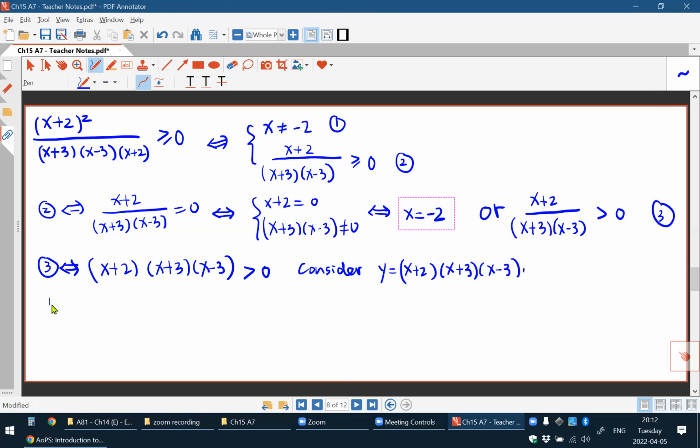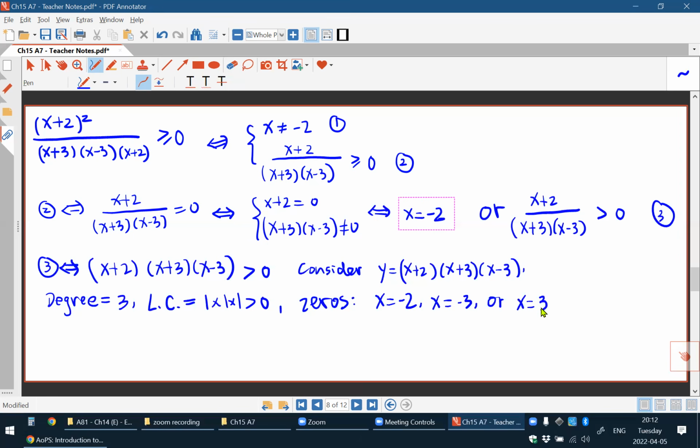Then we find its degree. Degree is the highest possible order of x, which is 3. And the leading coefficient is 1 times 1 times 1, which is greater than 0, right? And then we find its zeros. Zeros are x can be -2, x can be -3, or x can be 3. All of them with order 1, right?